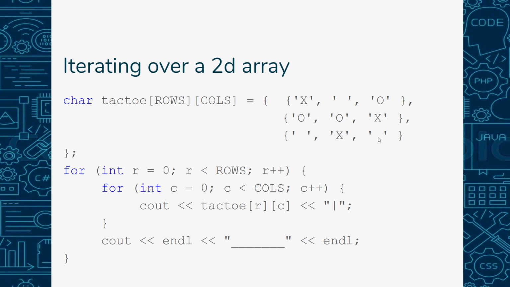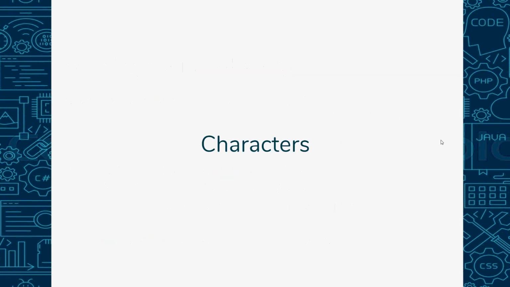So if you have the outer loop as rows and the inner loop as columns, that's how it's iterating. It's iterating across. If you were to switch that and put columns as the outer loop and rows as the inner loop, then it would iterate down like this. So it just depends on how you want it to iterate.